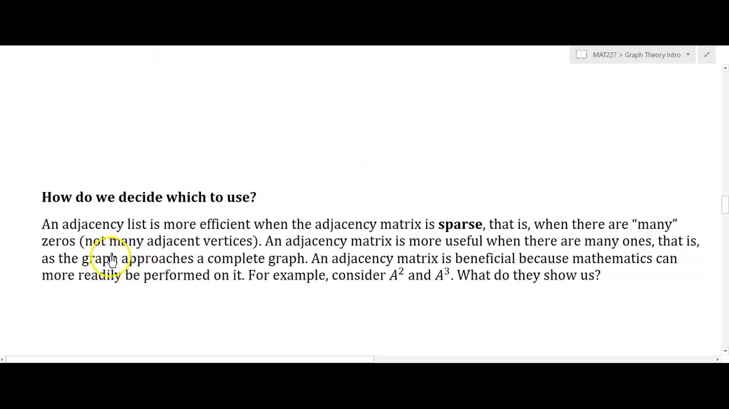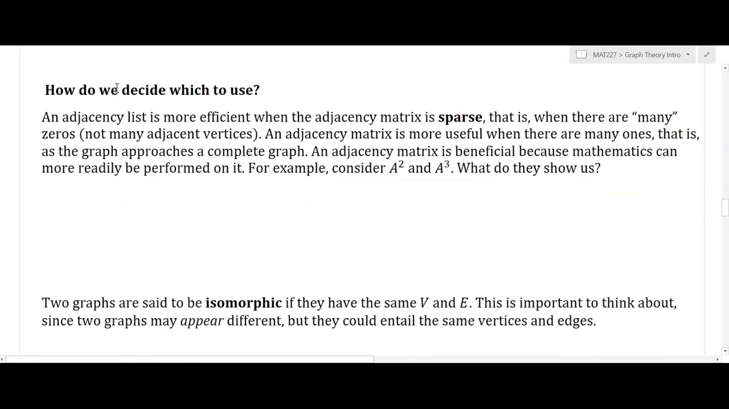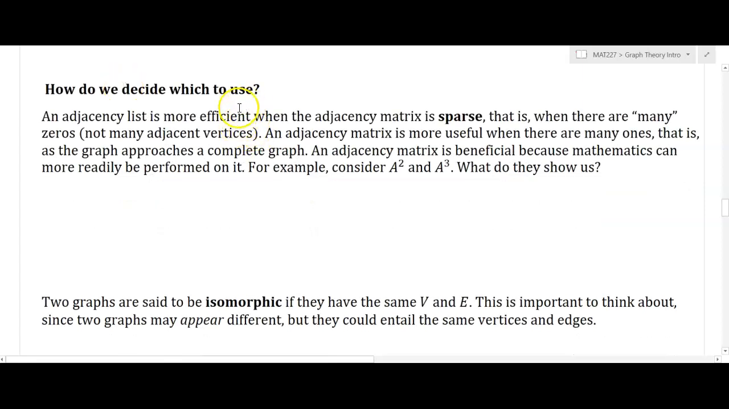Which one do we list? Well, usually an adjacency list is more efficient when the adjacency matrix is sparse. That is, when there are many zeros, meaning that there are not many adjacent vertices. So you may encounter this in certain groups or organizations across the world where everybody's connected to a leader, but not all of the participants of that connection are related to one another.